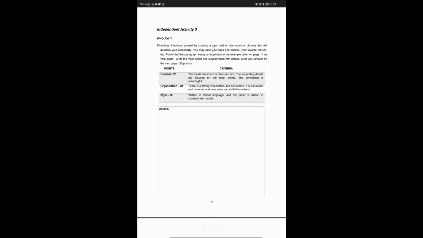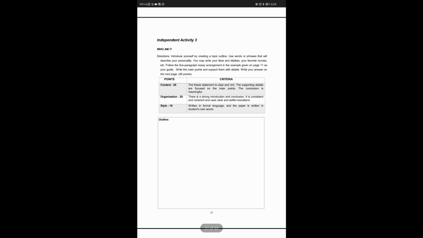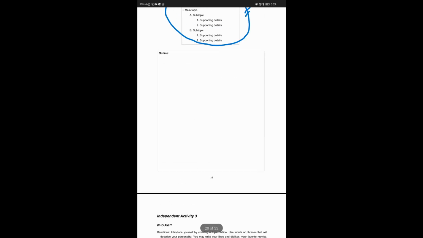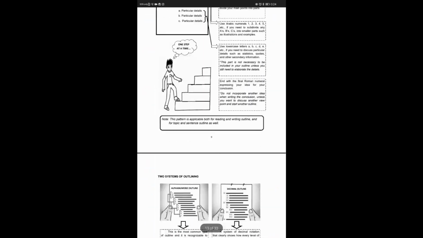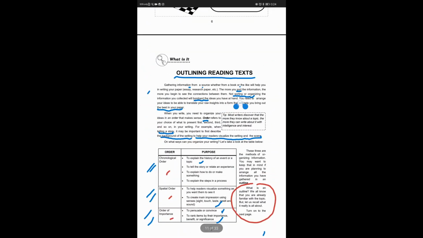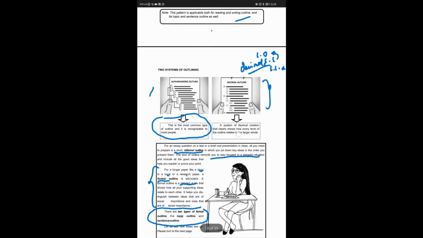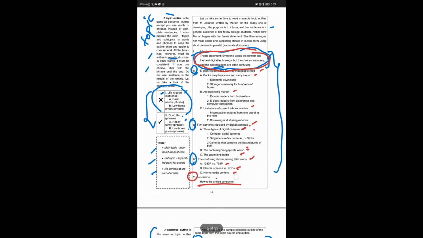So, on your paper, just have to make an outline introducing yourself. Papakilala nyo lang daw yung sarili ninyo. Okay? So, ang gagamitin daw natin ay yung 5 paragraph pattern. Sir, paano po yung 5 paragraph pattern? Again, I think I forgot to mention this. When you're making an outline, each Roman numeral stands for a paragraph. Let's look at page 11.